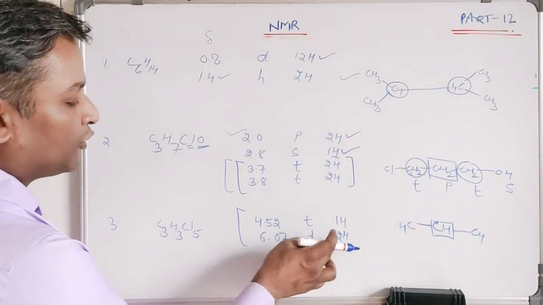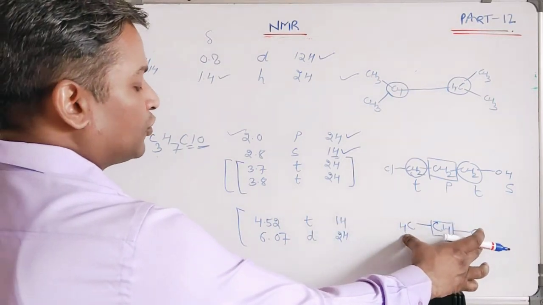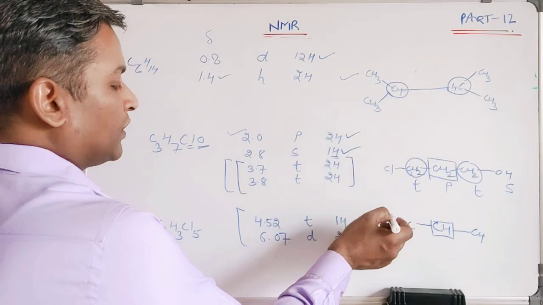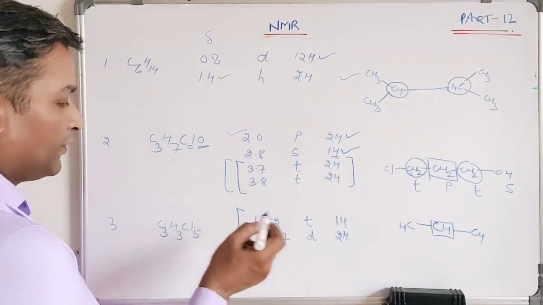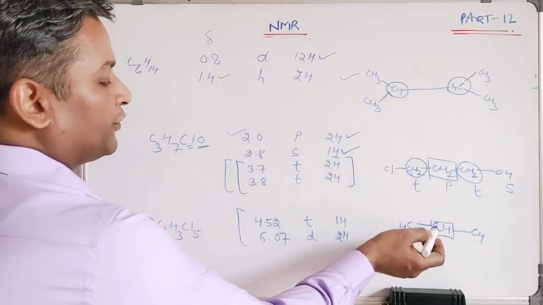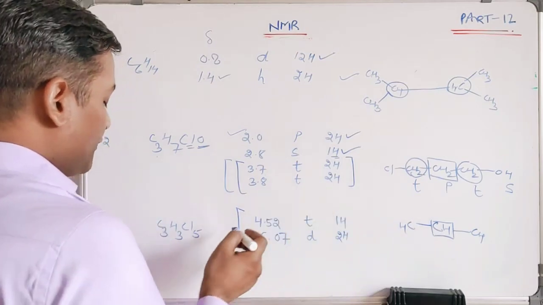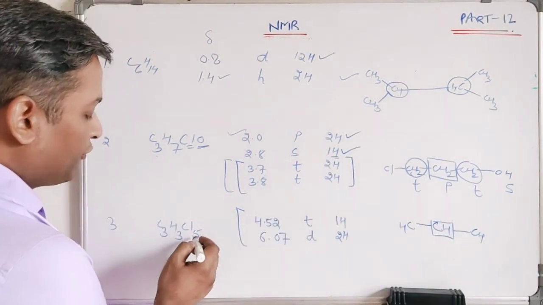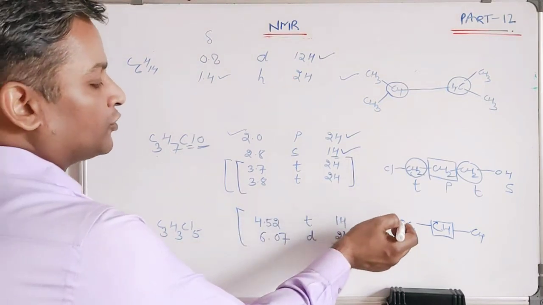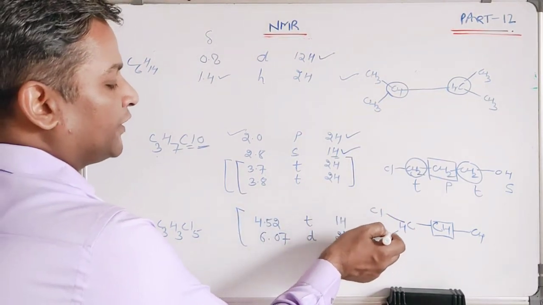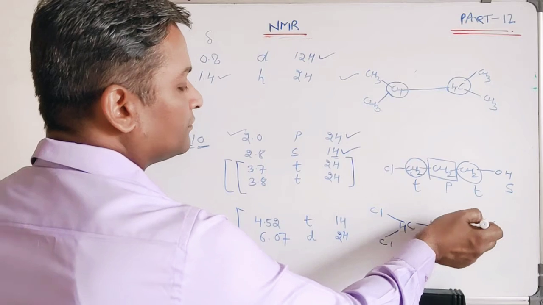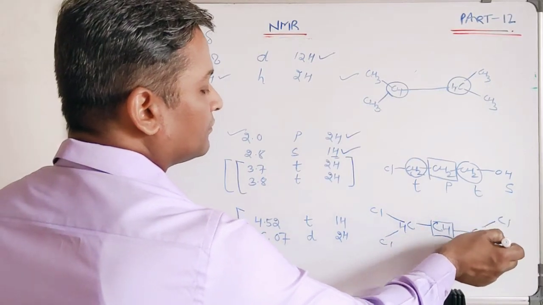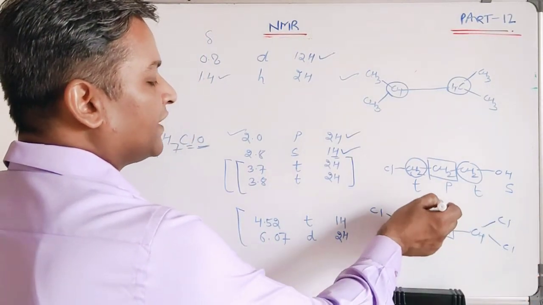Now, doublet for 2 protons, these two are the same. We have to account for 3 carbon. So 3 carbon we have accounted for. We have to account for 3 protons. We have accounted 3 protons. Now we have to account for 5 Cl. So for 5 Cl, write 2 Cl here, 2 Cl here and 1 Cl here.